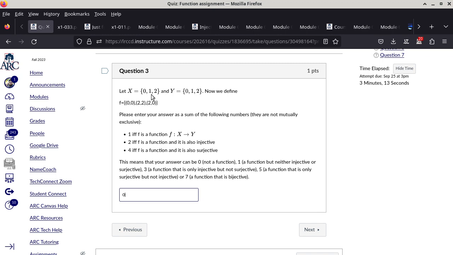So that's one reason. But you can also look at 2, because 2 maps to 2 different elements in the codomain, that also violates the requirement to be a function. So this one is definitely not a function. So put a 0 here.